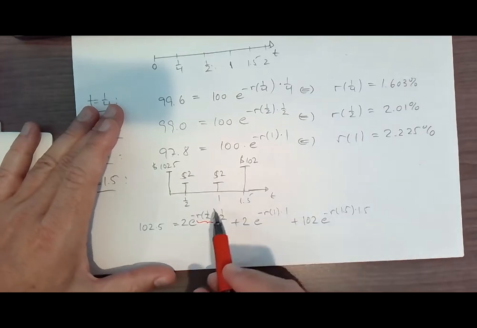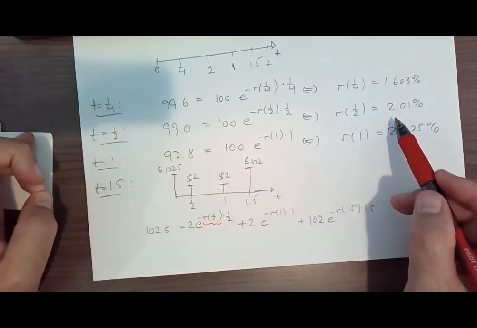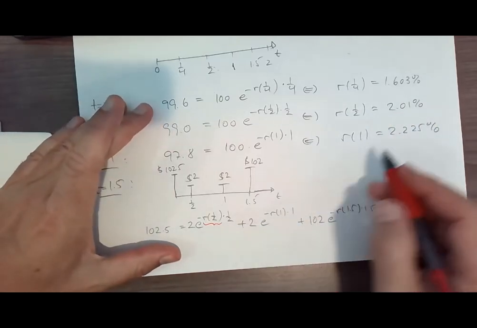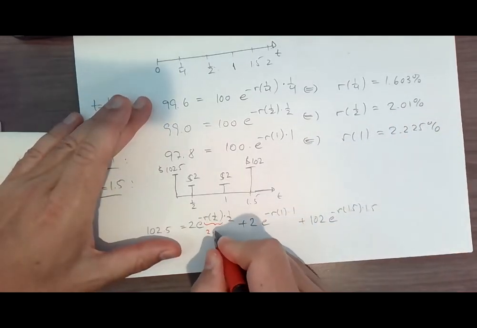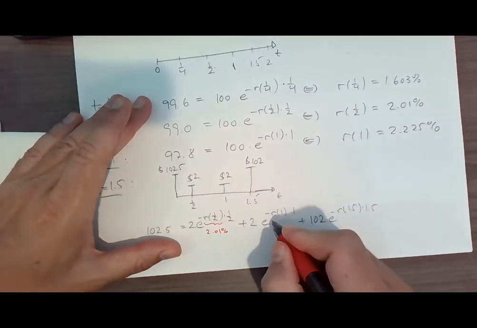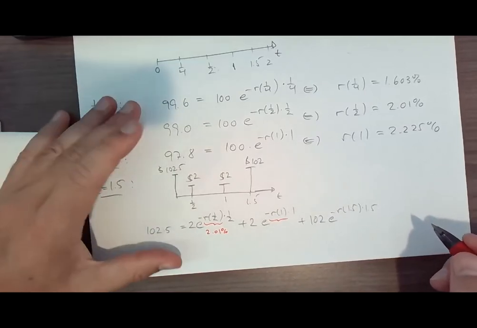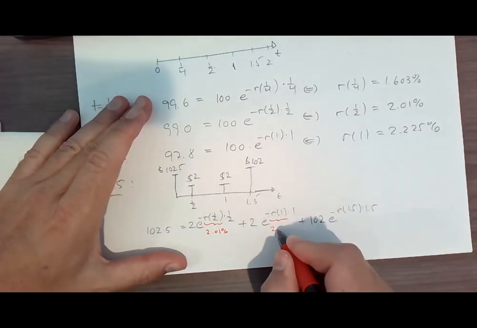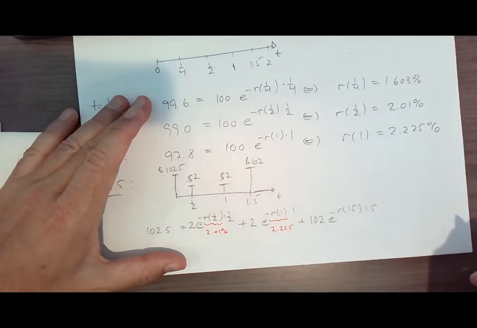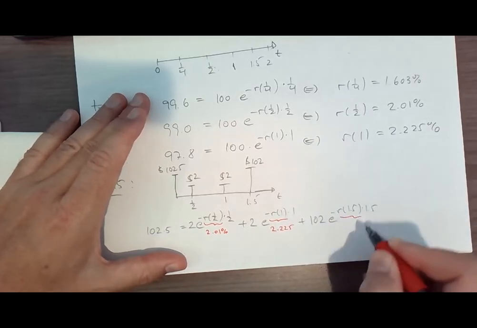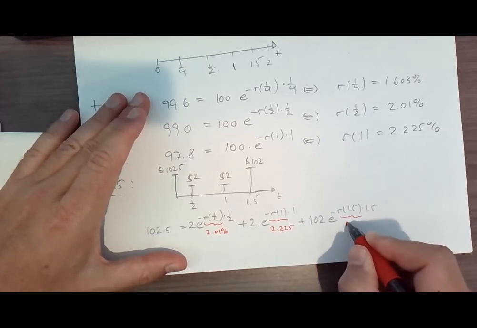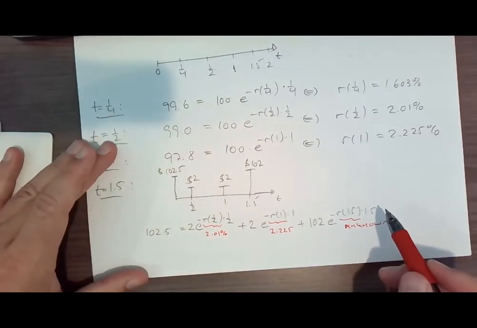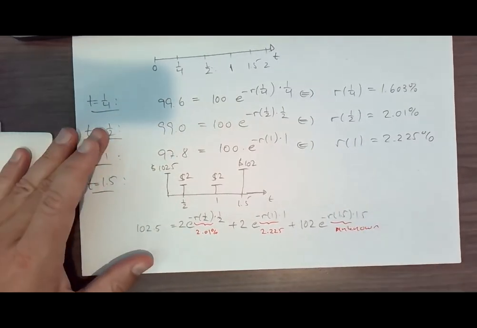Did I mess up my numbers here? This one here was r½, which was 2.01%. This one here was 2.25. And this one here is the unknown. We have one equation and you solve.